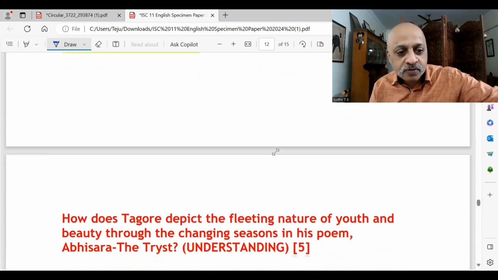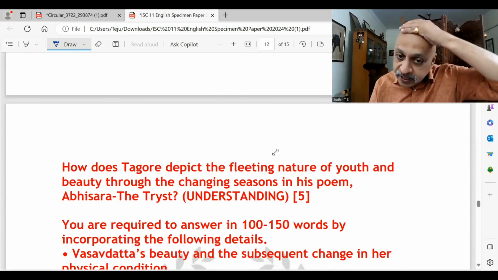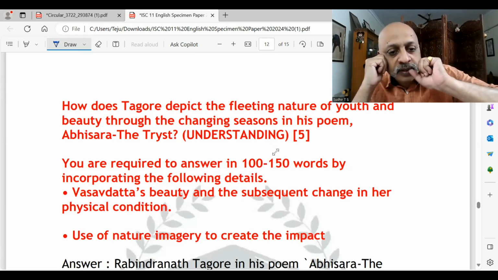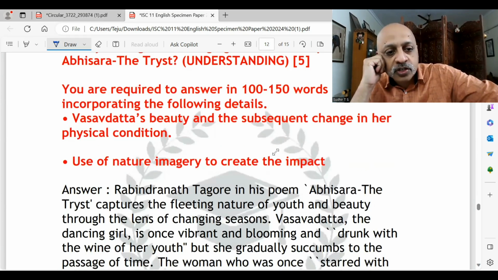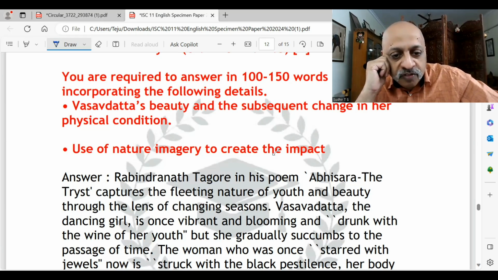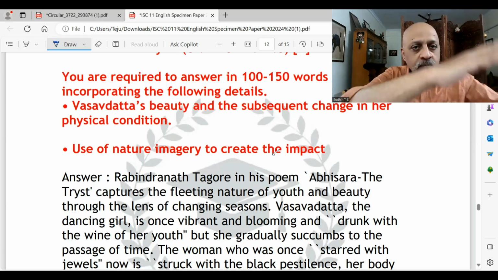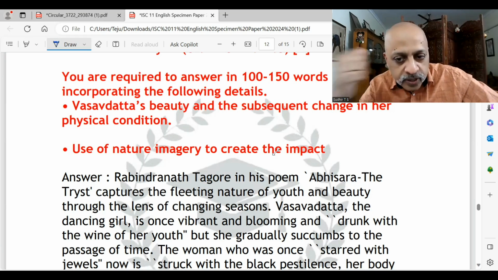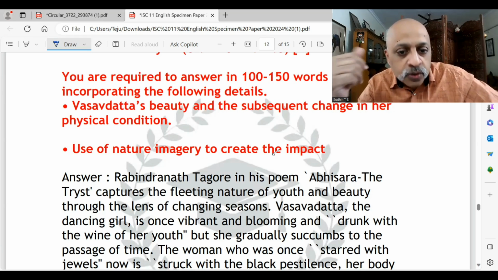Let's move to the Rhapsody section. How does Tagore depict the fleeting nature of youth and beauty through the changing seasons in his poem? You have to talk about Vasadatta's beauty and the subsequent change in her physical condition, use of nature imagery. Rabindranath Tagore, in his poem Abhisara, The Tryst, captures the fleeting nature of youth and beauty through the lens of changing seasons, because you have seen earlier it's the month of August, then it's in the month of April. Vasadatta, the dancing girl, you can put that also within quotes, is once vibrant and blooming and drunk with the wine of her youth, but she gradually succumbs to the passage of time.